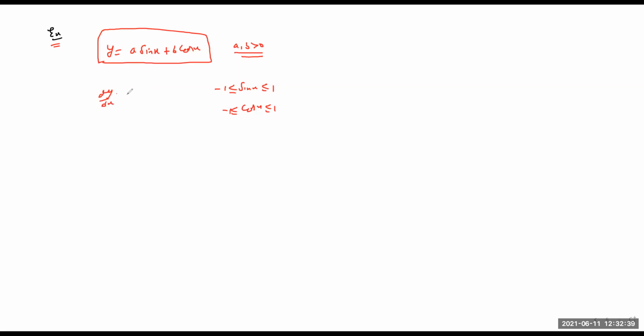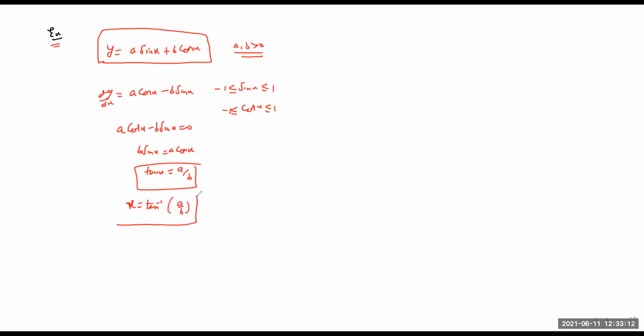If you differentiate this, what will you get? We will get a cos x minus b sin x, now equal to 0. So a cos x is equal to b sin x. So sin by cos we can say tan x equals how much? a upon b. That is what we are looking for. So we know that x, which is tan inverse a by b, is the angle when y becomes maximum.